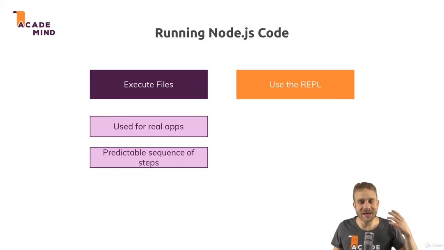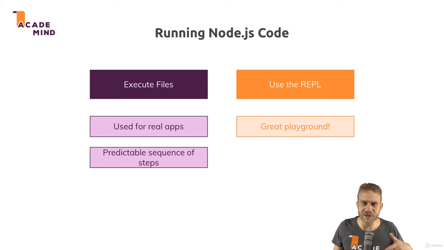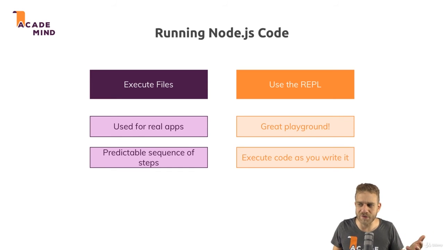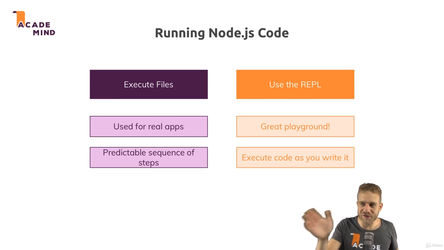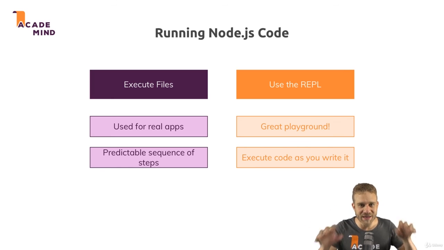But the REPL is a great playground because we can use it to run some commands, to try out certain things, because we execute code as we write it. And therefore, these are the two ways of running your Node code. Obviously, we'll go with the store code in files approach in this course, but whenever I say REPL, I'm referring to this direct input way, which I can recommend for trying out some features, but not for writing real applications.